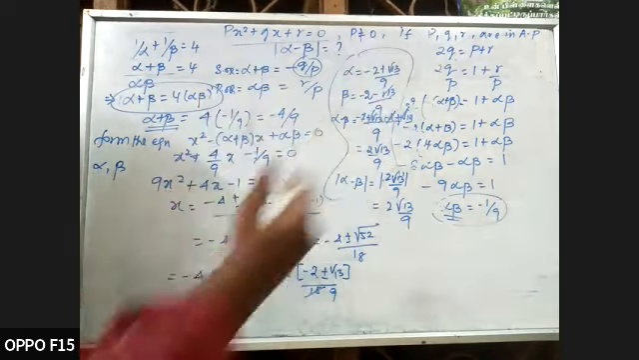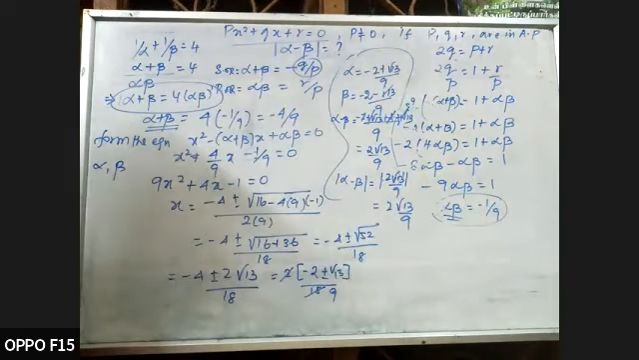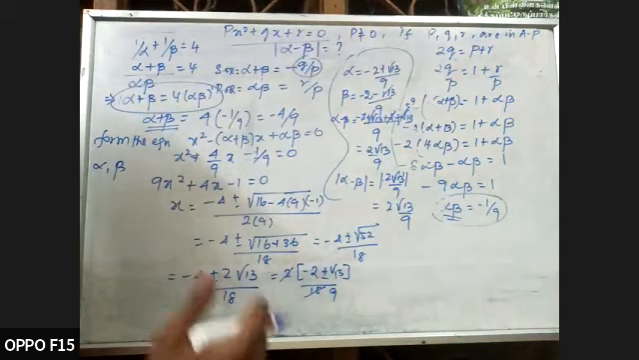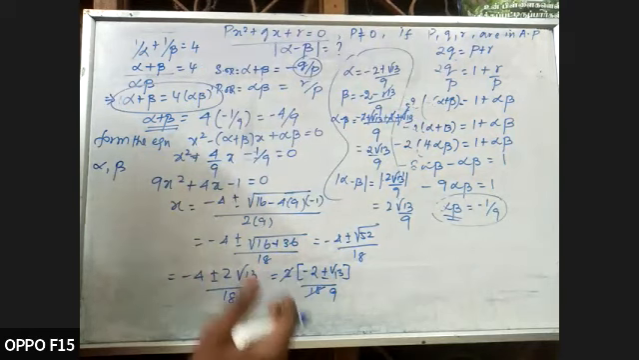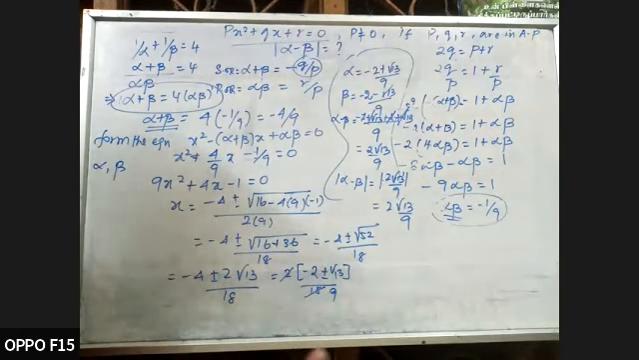Then you can go to the next one, p, q, r in AP. If p, q, r are in AP, twice the second term equals the sum of the first and third terms. That is, if a, b, c are in AP, 2b equals a plus c. You can write 2q is equal to p plus r.